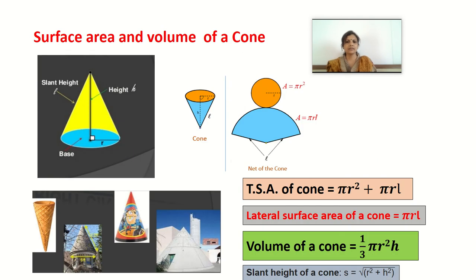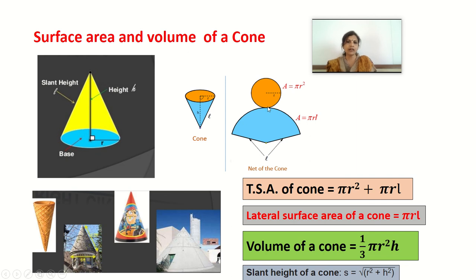The next is the surface area and volume of a cone. Now on the screen you can see a cone is drawn, and this is the base of the cone, this is the height of the cone, and this part is called the slant height of the cone. Now suppose, if I separate the bottom and the top of the cone, at the bottom I get a circular part, and suppose if I open the part which is at the top, I get the shape something like this.